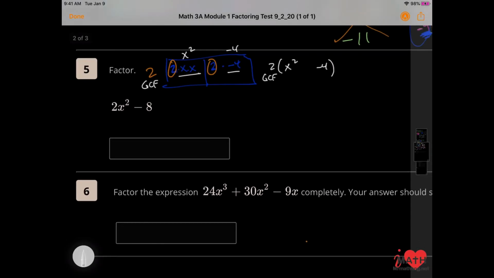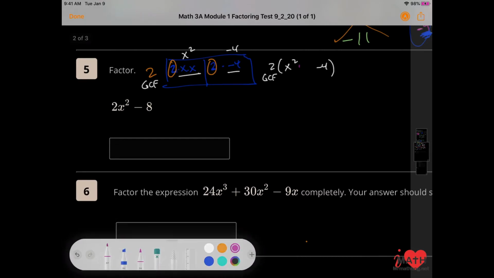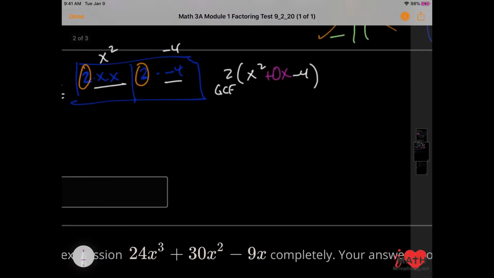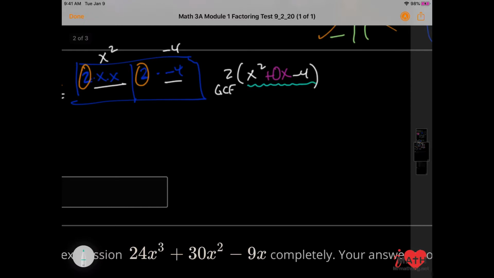Uh-oh. Why did I leave that gap? You guys need to recognize that this placeholder is a 0x. It's going to come up again when we do long division of polynomials. Now, if you get stuck on that, I'm going to do a couple of things here. I'm going to first highlight that now we're going to use the x method on the inside. This is called a difference of squares.